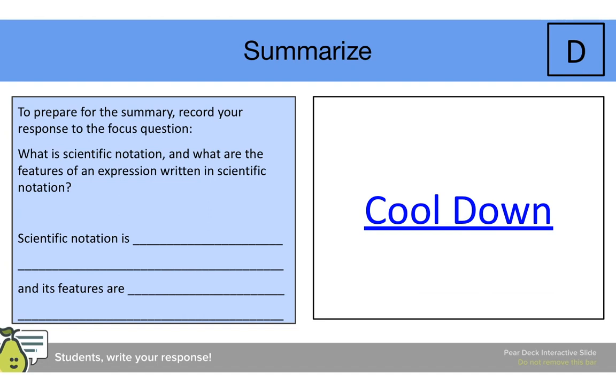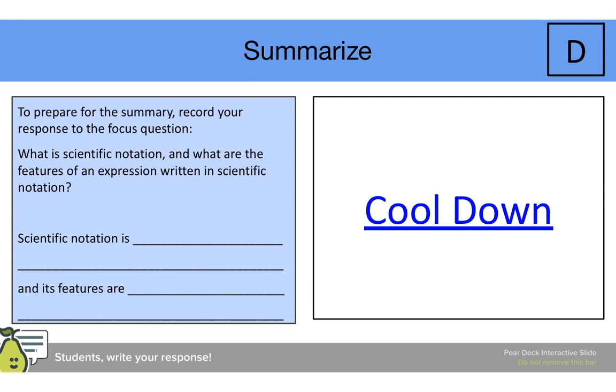Because this is the second day of the lesson, students should be prepared to summarize what is scientific notation and what are the features of an expression written in scientific notation. You may want to consider displaying students' responses to see, and you may want to push their discussion further by asking the following questions. What are some examples of expressions that are in scientific notation? How can you tell they are in scientific notation? What are some examples of expressions that are not in scientific notation? Try to come up with examples that would test whether someone knows what scientific notation is.